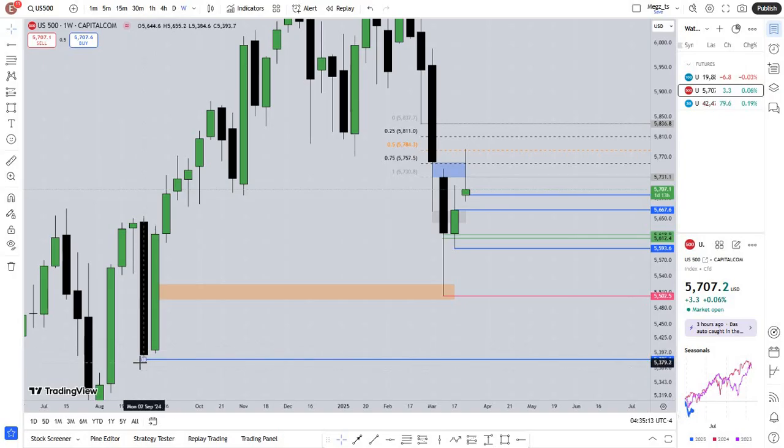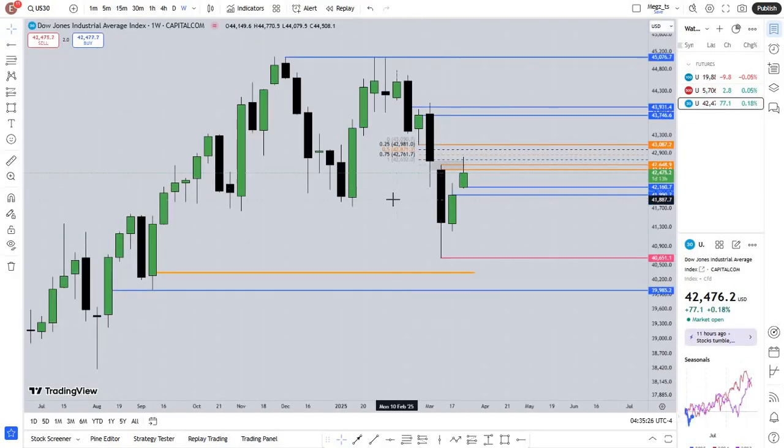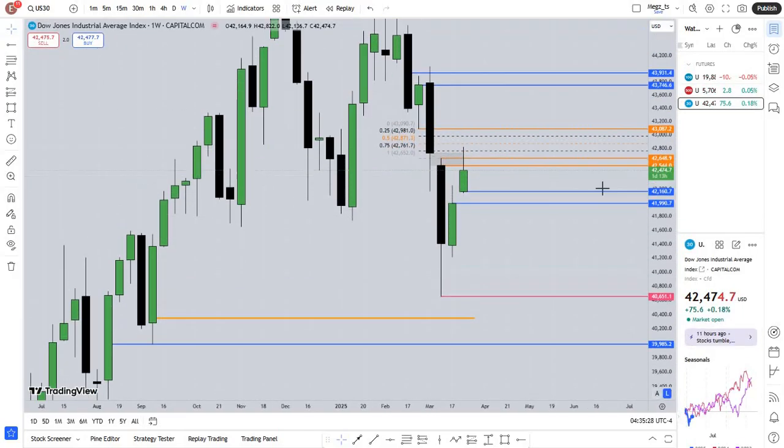Okay, I'm looking at this also, but that's for long term. But for the week, I'm kind of looking at this previous weekly low here on the US 500. That is the mini S&P, sorry. Okay, so going down next to the US 30, we have the same analogy here.